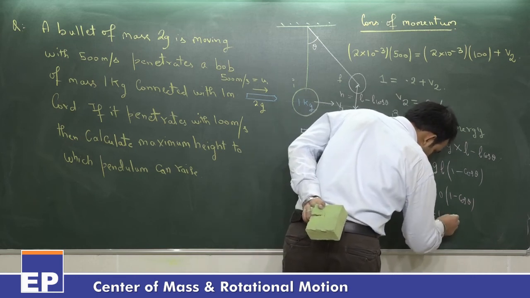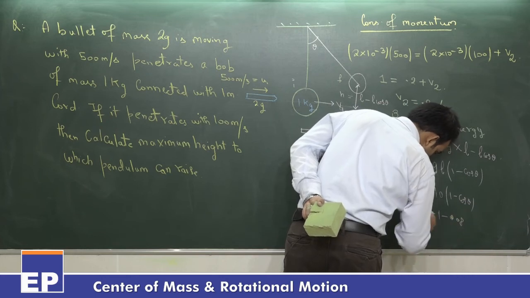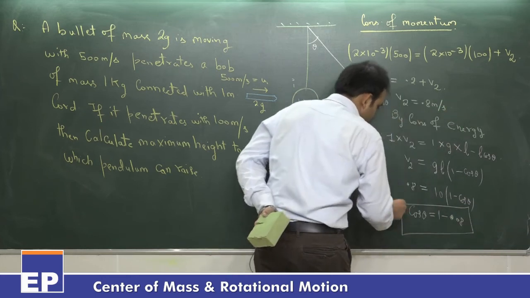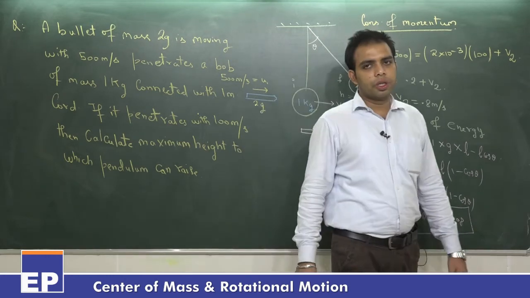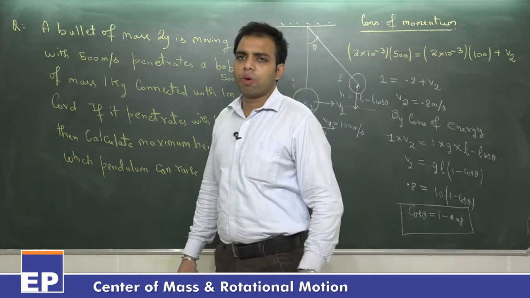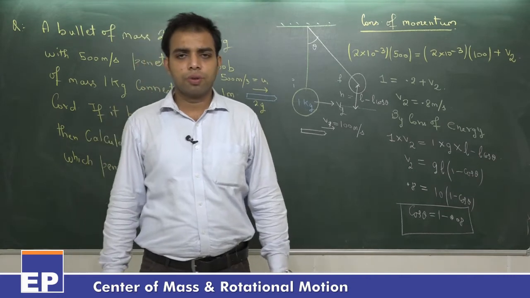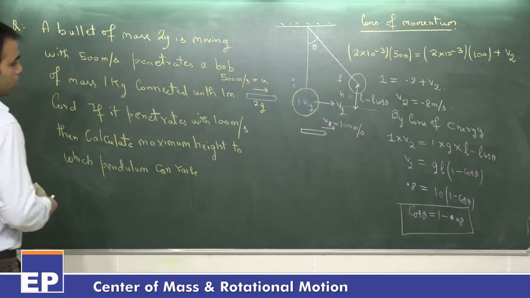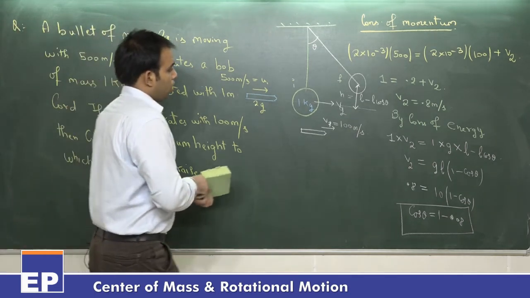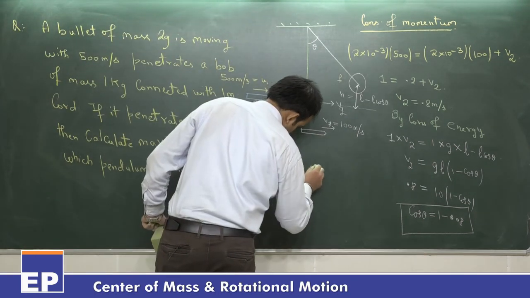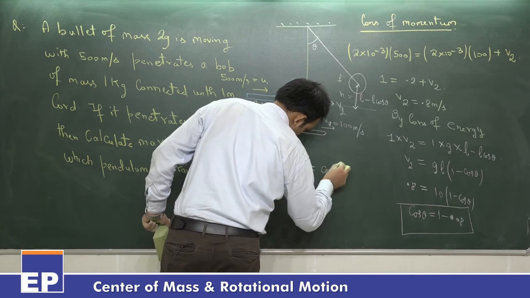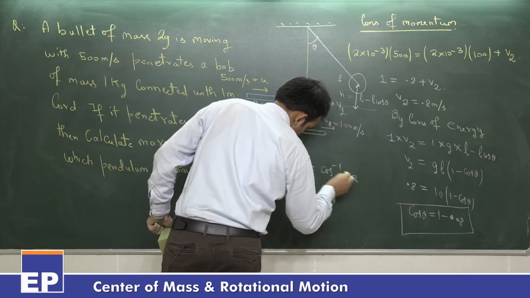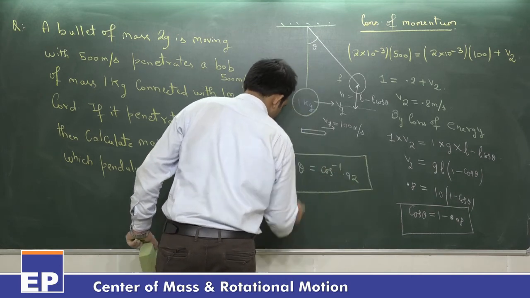0.08. You can calculate the value of theta from there, that is cos inverse of 1 minus 0.08, that remains. Is it clear? 0.92. This is the answer for it.